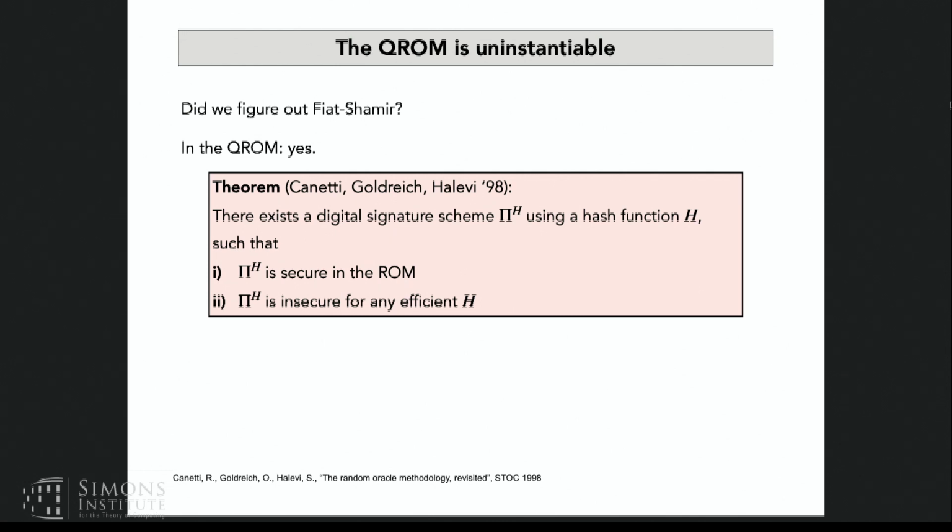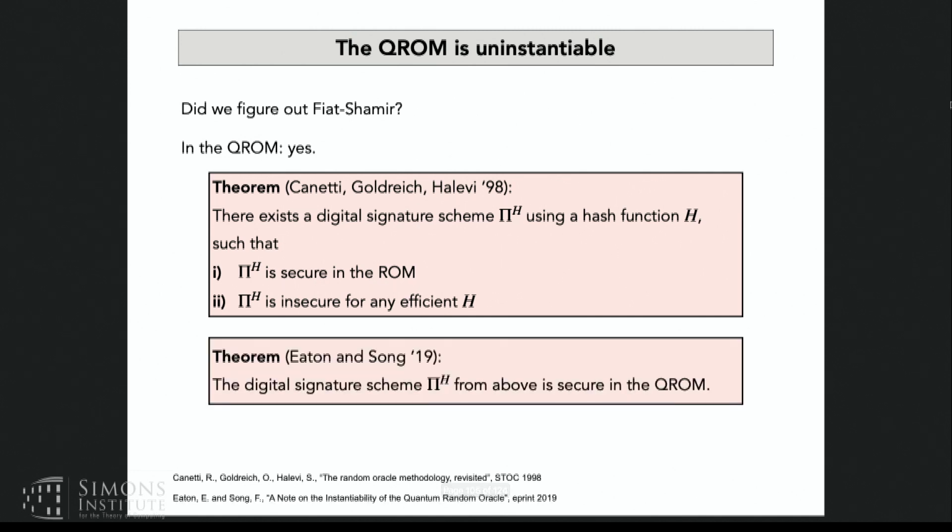This was, in the classical case, already proven in 98 by Canetti, Goldreich, and Halevi. So there exists a digital signature scheme that uses a hash function. If this hash function is modeled as a random oracle, then this digital signature scheme is secure. But it's insecure whenever I use any efficiently computable function h. So that's, of course, a bit discouraging.